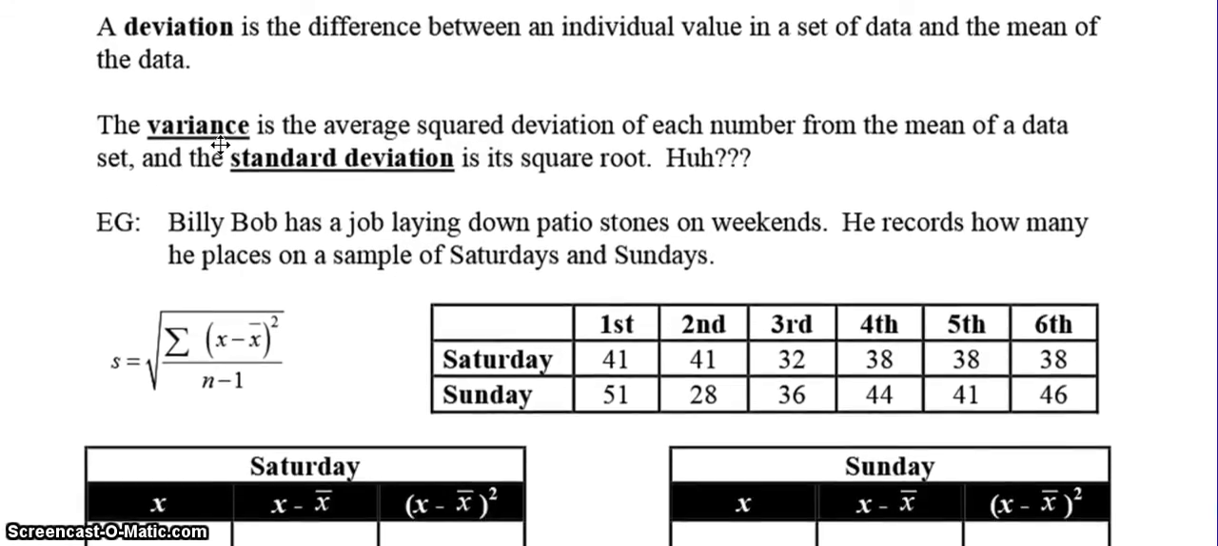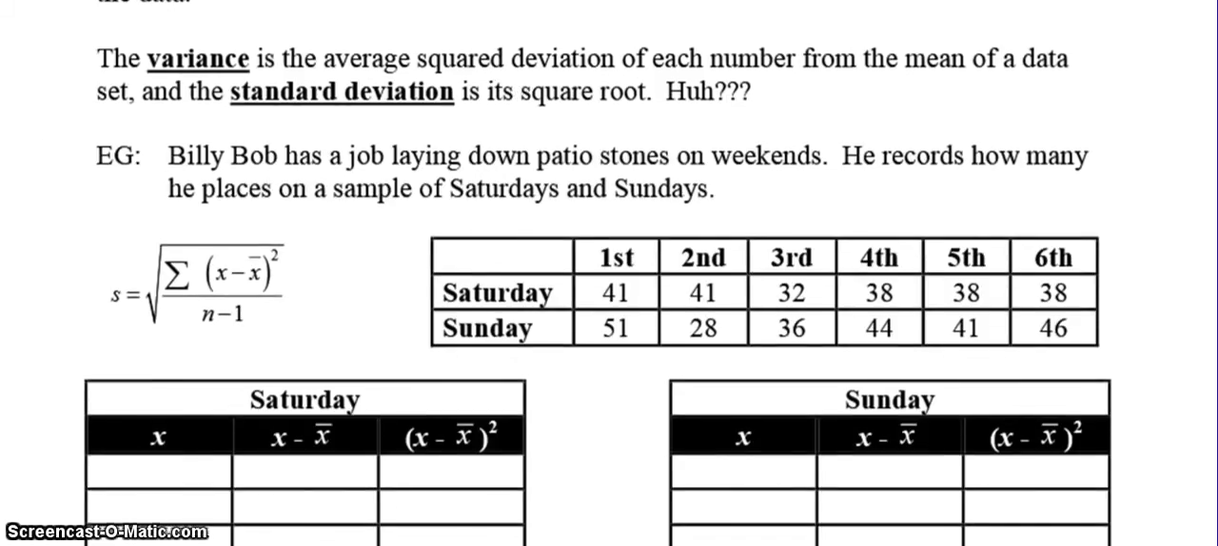Now they talk about the variance. You don't really need to know too much about the variance, and the definition of variance doesn't really make sense. It says the variance is the average squared deviation of each number from the mean of a data set, and the standard deviation is its square root. So the definition of variance and standard deviation is really just telling you how to do it. It really doesn't tell you what it means. So let me show you how to do it, and then we'll come back to that.